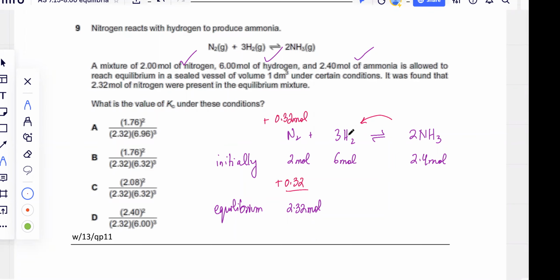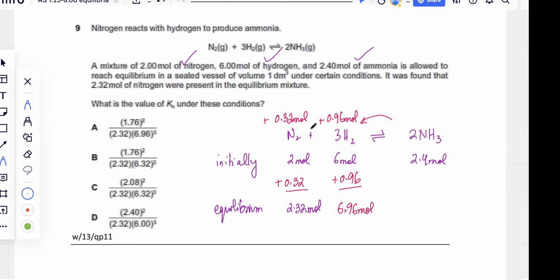What would you get? Can anyone answer this? 0.96. Okay, so this one would be according to the ratio. If one N2 is produced, 3 of these would be produced, so 3 times 0.32. So over here, 0.96 moles are going to be produced. So there's going to be an extra 0.96 moles, and you already had 6 moles. Now you have an extra 0.96, so at equilibrium, you have 6.96 moles.